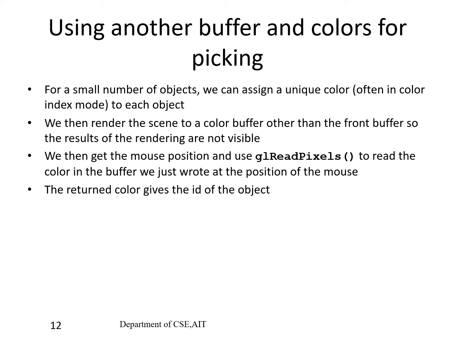Then we are going to render this to a color buffer other than the front buffer. And then the mouse function and glReadPixels are going to read the color in the buffer at the position of the mouse. Finally, we are going to return the color along with the ID of the object.